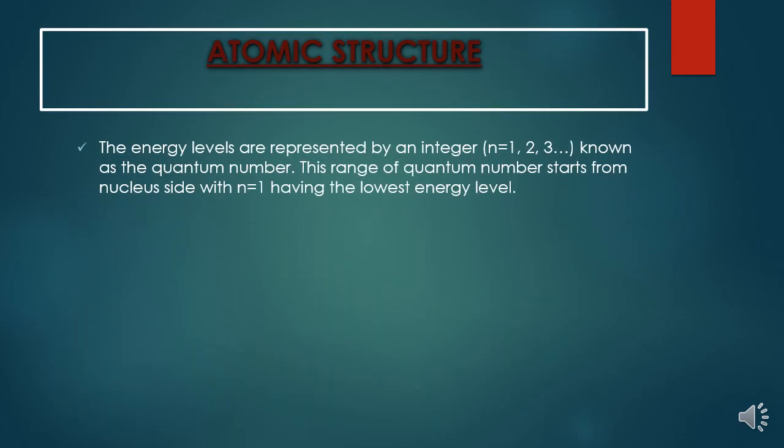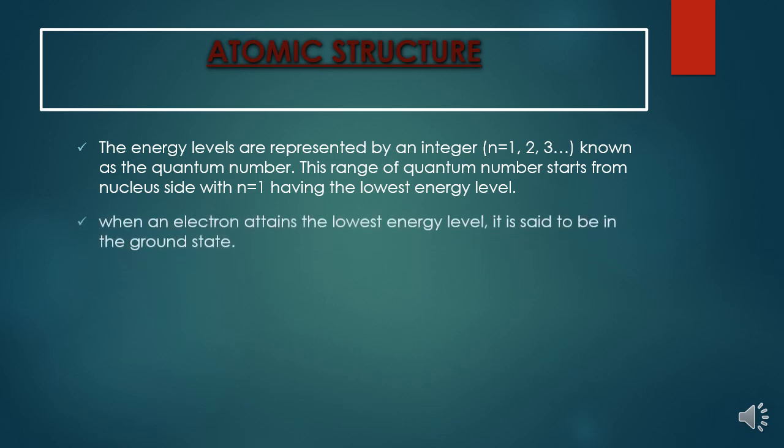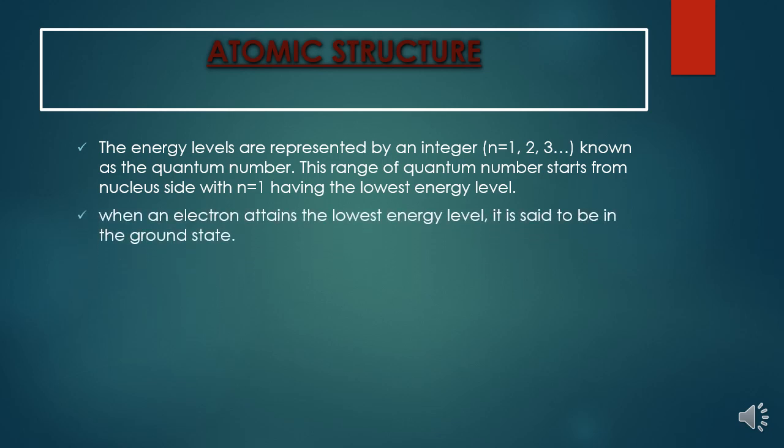As I have already explained, the more the shells increase, or the more the quantum number increases, the higher the amount of energy that shell possesses. And the lowest shell with the lowest energy is known as the ground state. So when you hear that the electron is moving from the ground state to any higher energy level, it means that it is moving from energy level n is equal to 1.